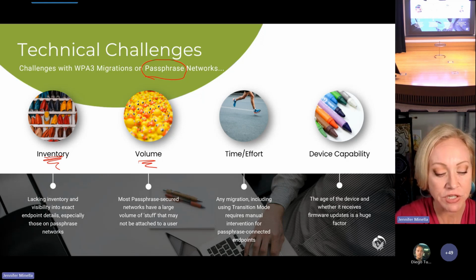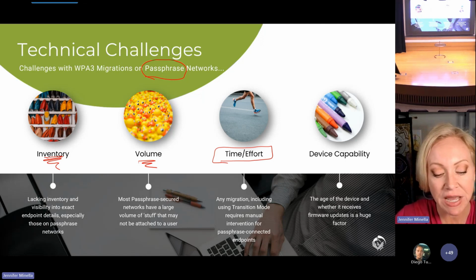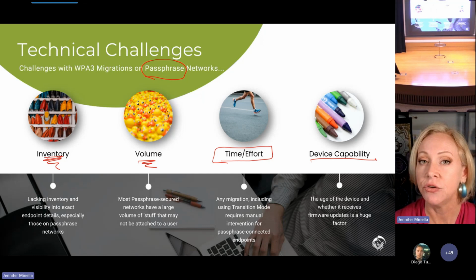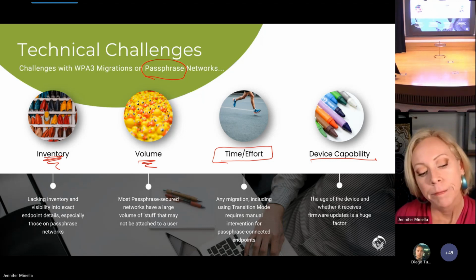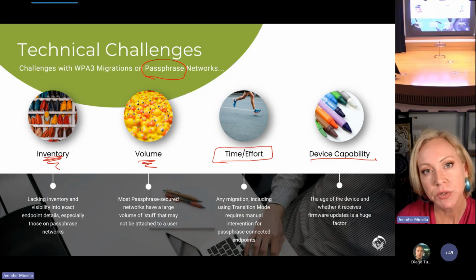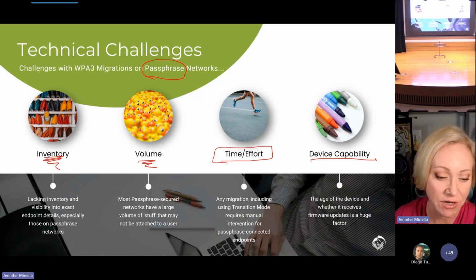And then the time and effort. So any migration takes some amount of time and effort. I'm going to talk about a few more technical things here in just a second. And then the device capability. We don't always know what the endpoints can do until we're manually testing them, which is individual and incremental. But even with all of these, none of this would give me any pause. None of this would slow me down during a migration. It probably wouldn't slow you guys down either.